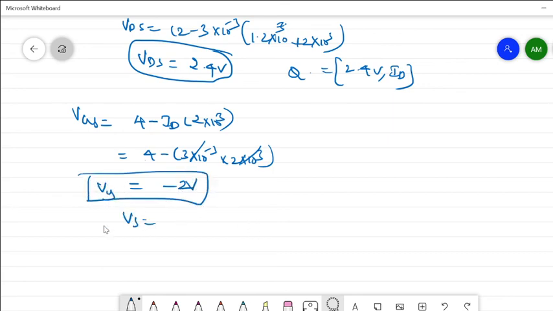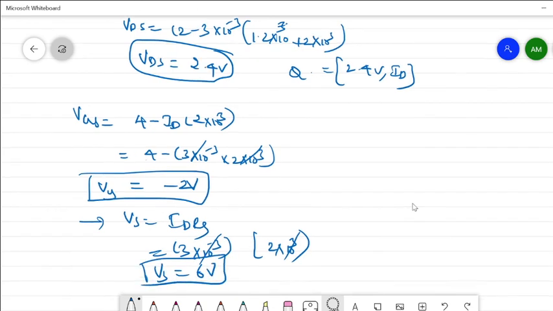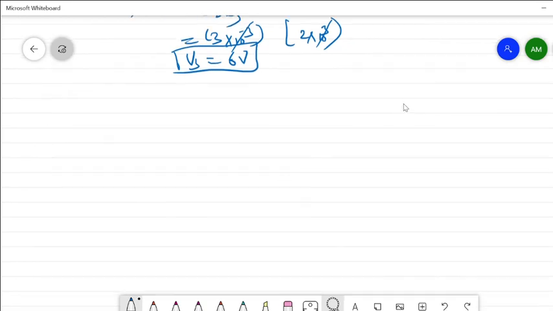Then the VS value is ID into RS. ID is 3 milliamperes, RS is 2 kilo ohms. So these cancel, 3 into 2 is 6 volts. This is VS. Okay, this is about the voltage divider biasing method problem.